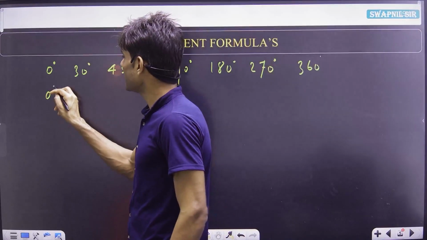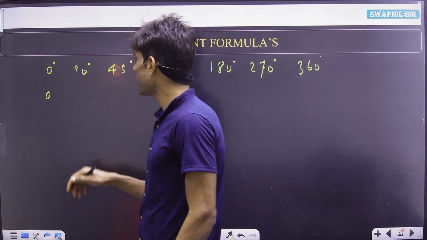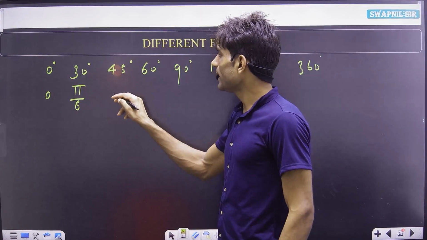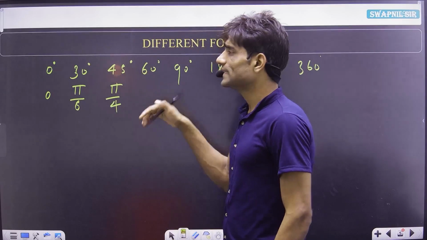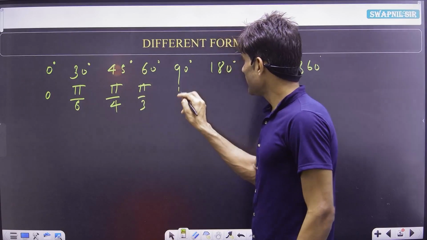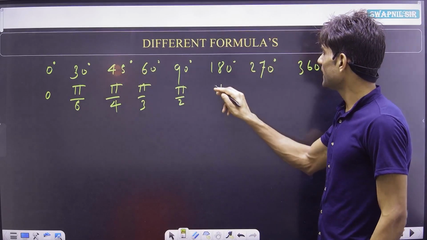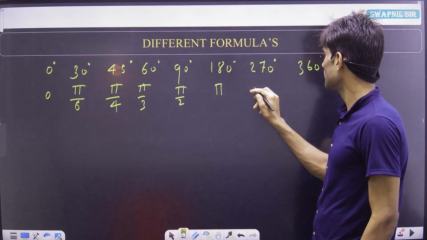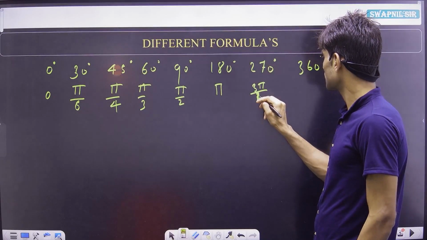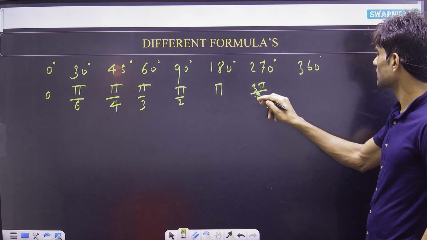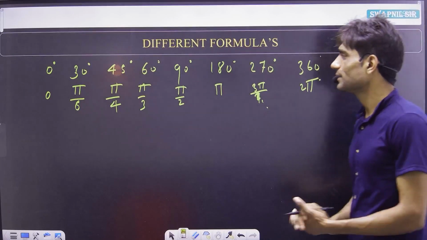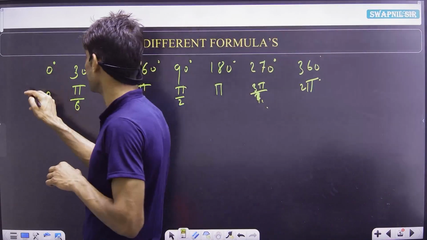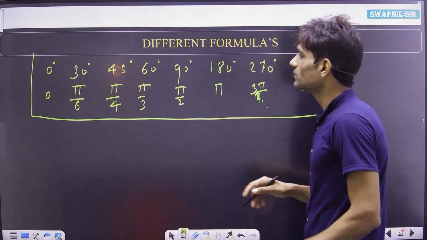0 degree we write in radians as 0 as it is. 30 degree can be written as pi by 6 radian. 45 degree can be written as pi by 4. 60 degree can be written as pi by 3. 90 degree can be written as pi by 2. 180 degree can be written as pi. 270 degree is 3 pi by 2. And 360 degree can be written as 2 pi. These are all the values that we need to understand, which we are going to learn under sine, cos, tan, cosec, sec, cot.